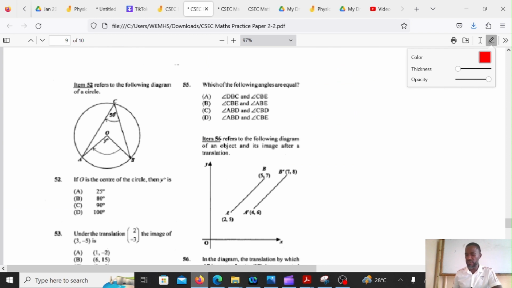Here in question 52, we are looking at circle theorems. The concept from circle theorems is that the angle at the center is twice the angle at the circumference standing on the same arc. So if this angle here is 50, then the angle at the middle is twice that, so it is equal to 100. So this angle there is equal to 100. Our answer there is D.